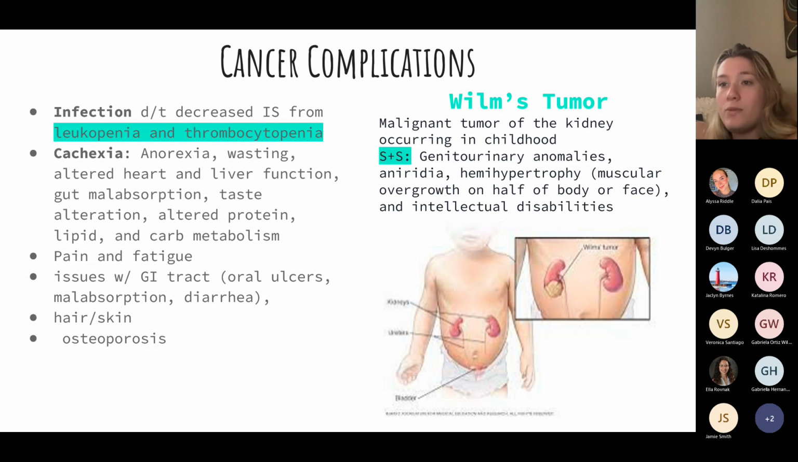We'll talk a little bit more about our Wilms tumor when we get to our kidney, but I just want you to know that the Wilms tumor is a tumor of the kidney, but we will cover that.